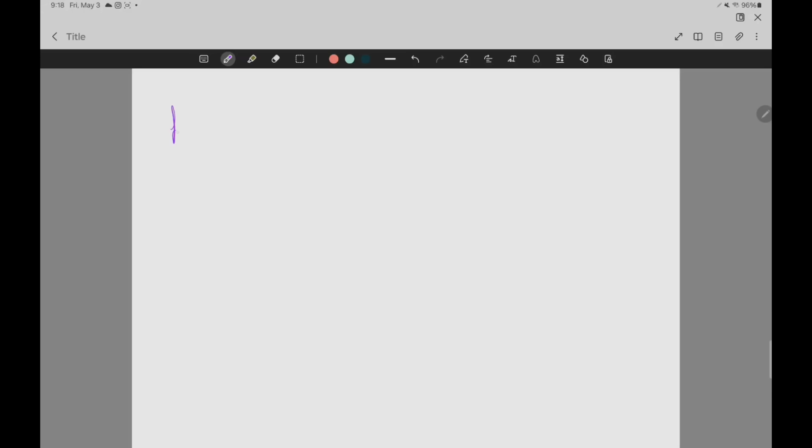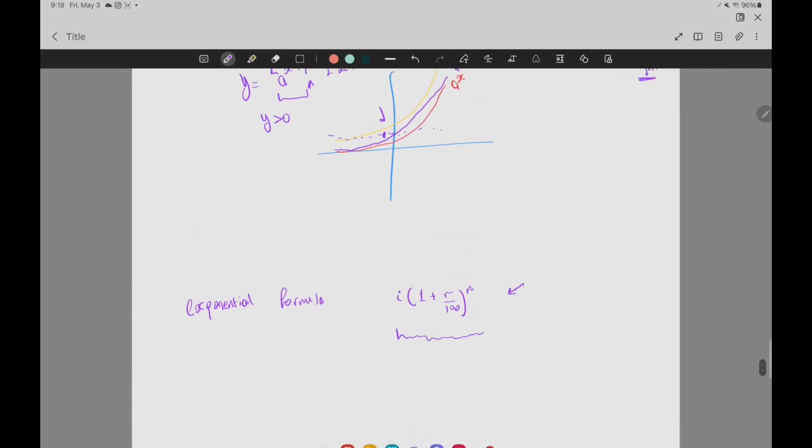Okay, this is the formula, the exponential formula. It's going to be, sorry, no. It's going to be the initial, let's call it I, times 1 plus r over 100 to the power of n. Some of you here would say this looks familiar. This is just the compound interest formula, which is correct because the compound interest is actually an exponential function. So you can use this to write any exponential function you want. You just use the formula I times 1 plus r over 100 to the power of n. Now, I think I gave everything.